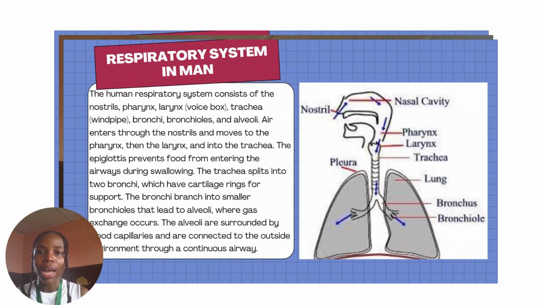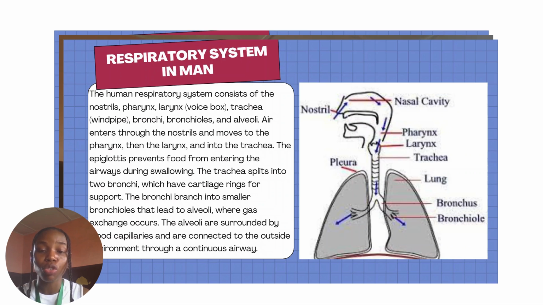Because the heart and the lungs are delicate organs that need to be protected at all costs. Now, let's take a look at the respiratory system in man. The human respiratory system consists of the nostrils, the pharynx, the larynx, which is the voice box, the trachea, which is also known as the windpipe, the bronchi, the bronchioles, and the alveoli.